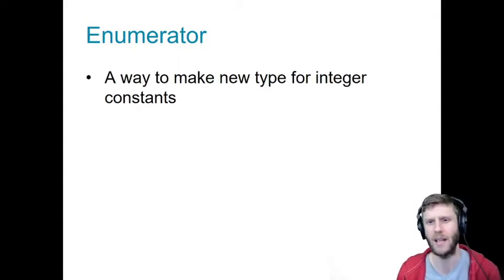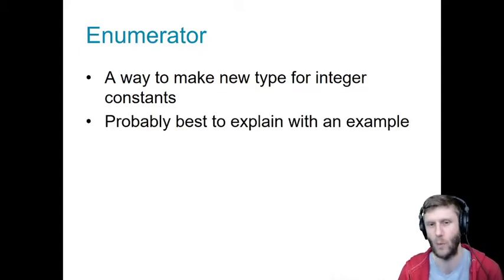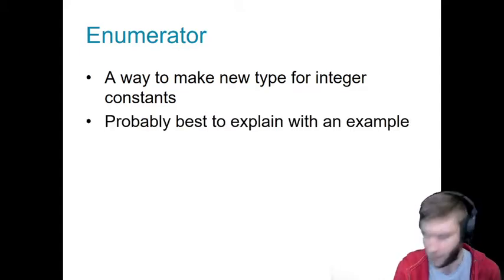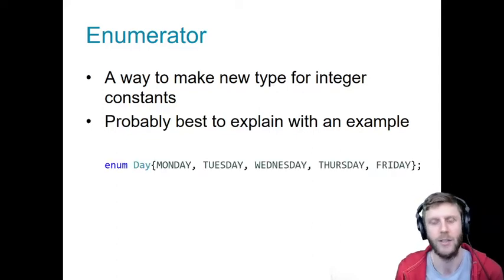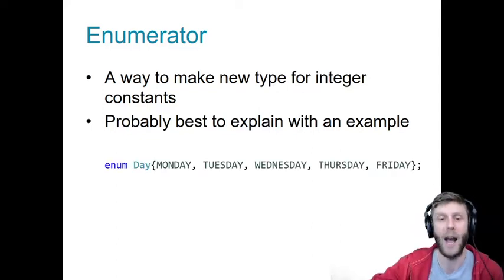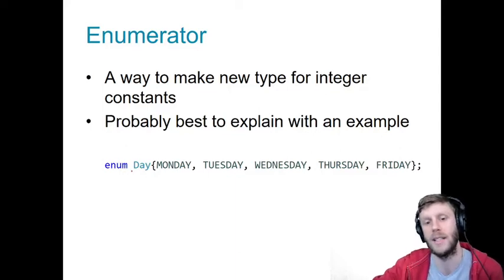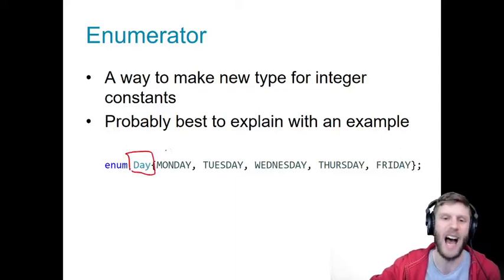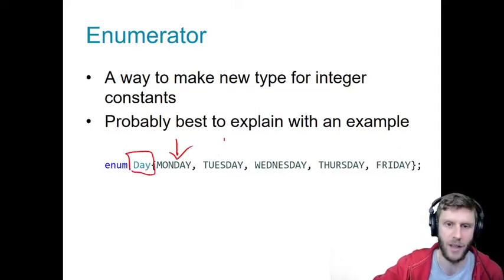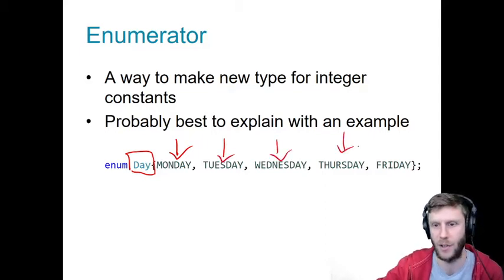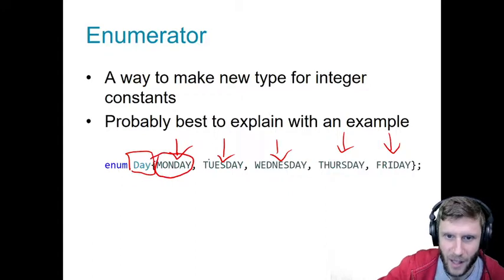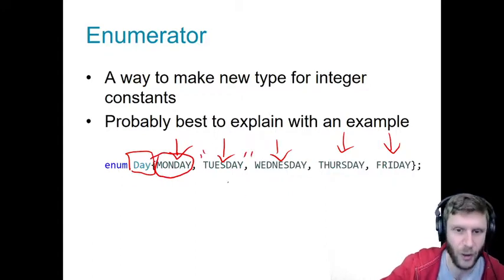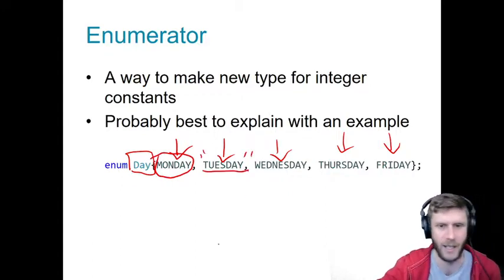It's a way to make a new type for integer constants, but in a neat way. So it's probably best to explain this with an example, because otherwise it's going to sound like, wait, what? Let's say I want to make an enumerated thing called a day, and the values I want to have associated with it are Monday, Tuesday, Wednesday, Thursday, Friday. But you'll notice that these aren't in quotes. These aren't strings. These are effectively like variable names.